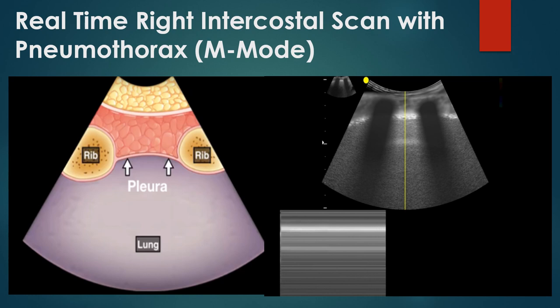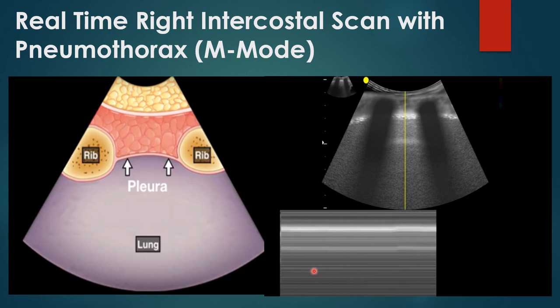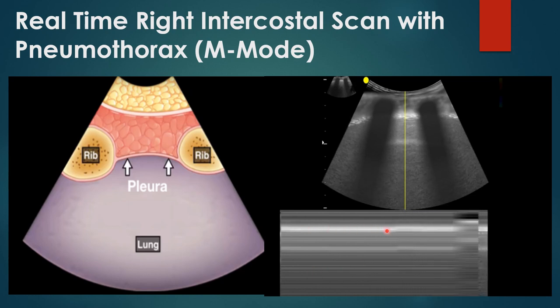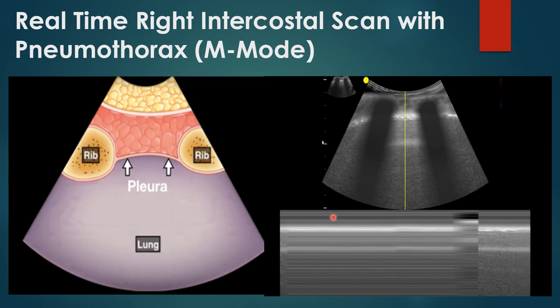So you've got the barcode. You've got the costal line, you've got the parietal pleura, visceral pleura. Now we've gone back to ventilating with a 2D mode, and you can see the sandy beach appearance, which is a very nice way of distinguishing between pneumothorax and no pneumothorax.